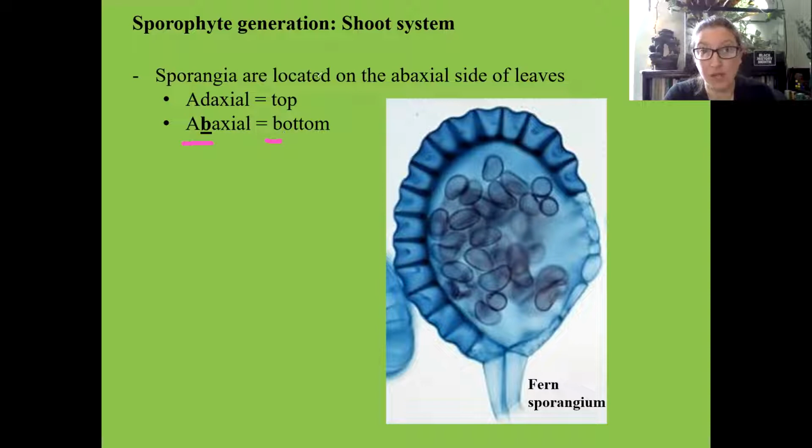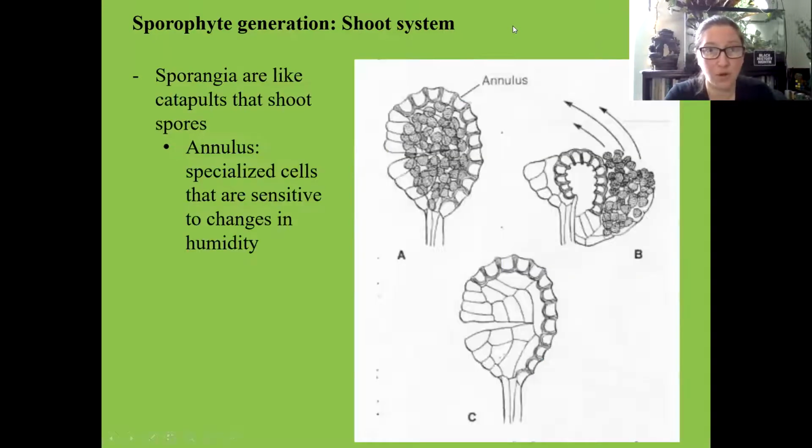So for example, the sporangia are located on the bottom side of the leaves, abaxial. So when you see the B, it means you're on the bottom. It'll be helpful for you guys who are going on to different scientific professions that use these terms. Okay, so they're located on the bottom of the leaves, big deal.